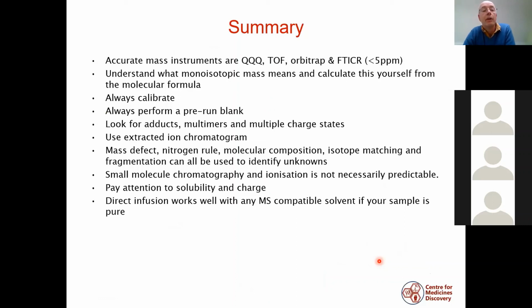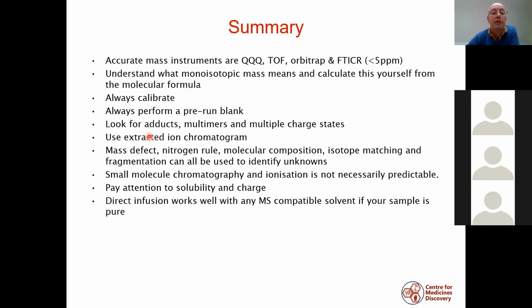Okay, so that's all I really want to say. Just to summarize, we've looked at different accurate mass instruments: triple quad, time of flight, Orbitrap, and FTICR. And by accurate mass, we mean mass accuracy of less than 5 parts per million. I hope now you understand what monoisotopic mass means, and that you need to calculate this yourself from the molecular formula. You always need to calibrate your instrument before you start work. Always perform a pre-run blank.